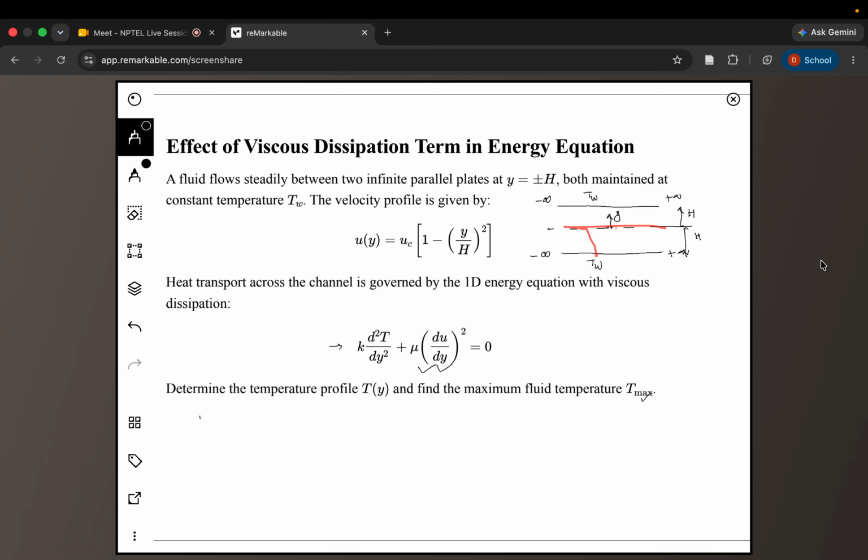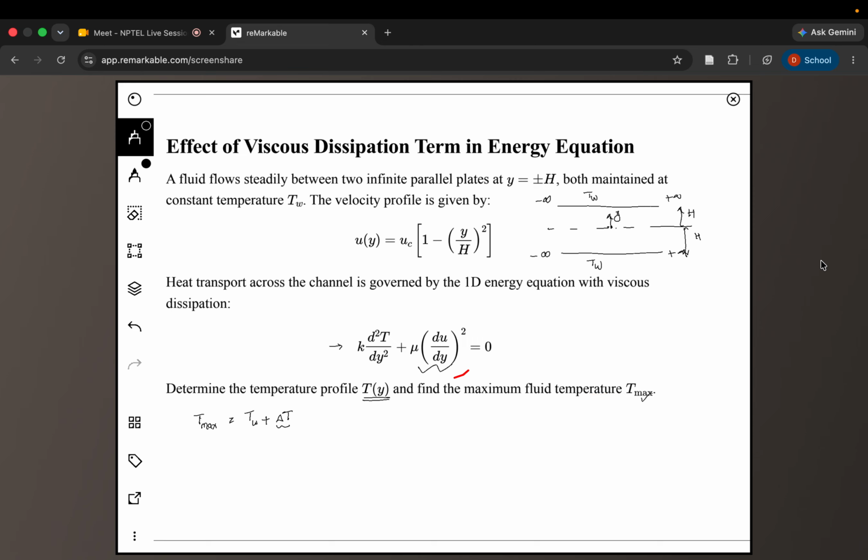So how is this maximum temperature related to the wall temperature? It should definitely be greater than the wall temperature. So I'll just put it as plus delta T, and our aim is to find this delta T. That is the second part of the question. And the first part of the question asks you to find T as a function of Y.